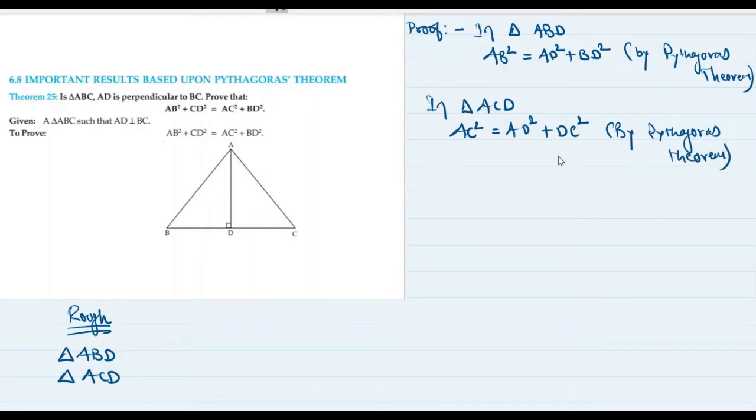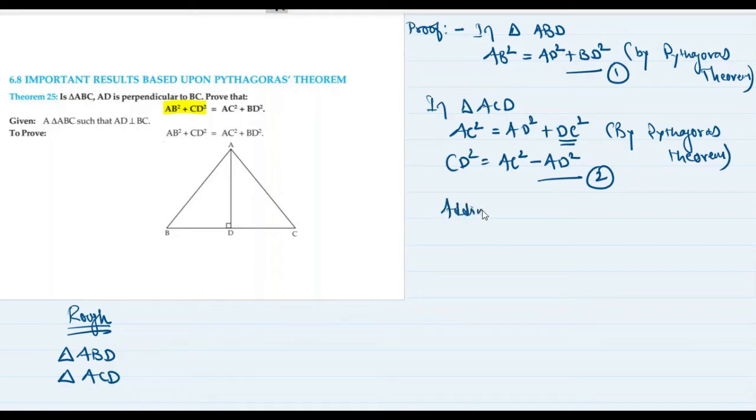Okay, so we have got the value of AB square, and here we have got the value of AC square. But if you see in the proof, what we need to prove, AB square plus CD square, we have to prove. So basically we have to find the value of CD square. I'll tell you why. So here we have the value of CD square. DC square is nothing but CD square. So I will write it as CD square is equal to AC square minus AD square. Okay, so this is equation number 1. This is equation number 2.